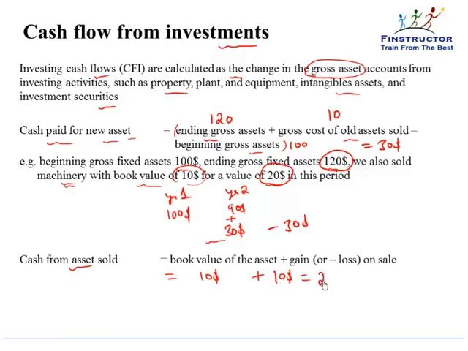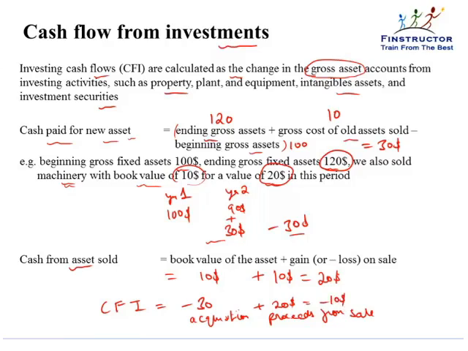So we received $20 from the sale of some old plant and machinery, and we paid $30 for the acquisition of a new plant. So our total cash flow from investments would be minus $30, this is the acquisition, plus $20, these are the proceeds from sale, giving us a total cash flow from investments of minus $10. So let's do this with a more elaborate example.